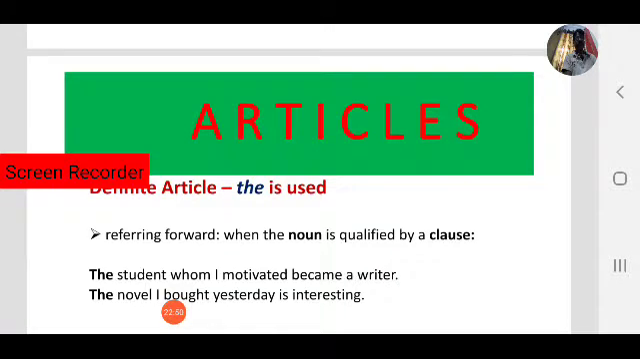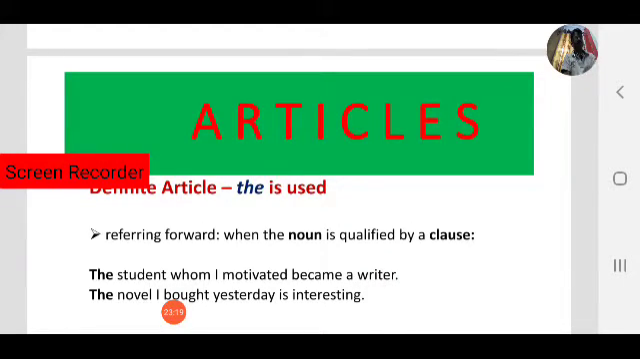The student whom I motivated. I motivated a student, the student became a writer. So you are referring forward to the same student. I am referring to the student whom I motivated. The student whom I motivated became a writer. The student became a writer.